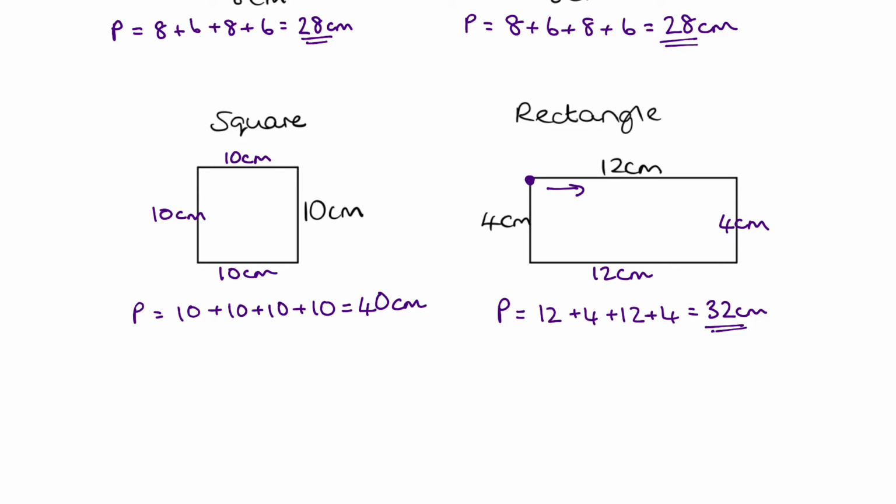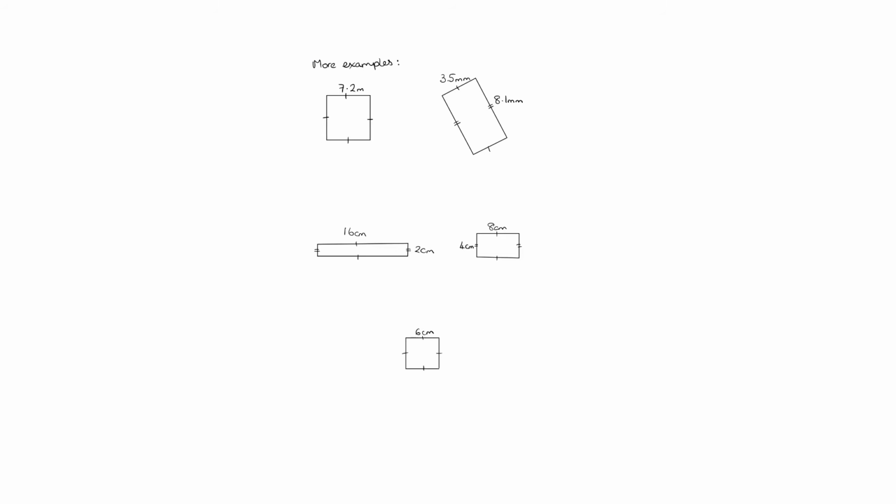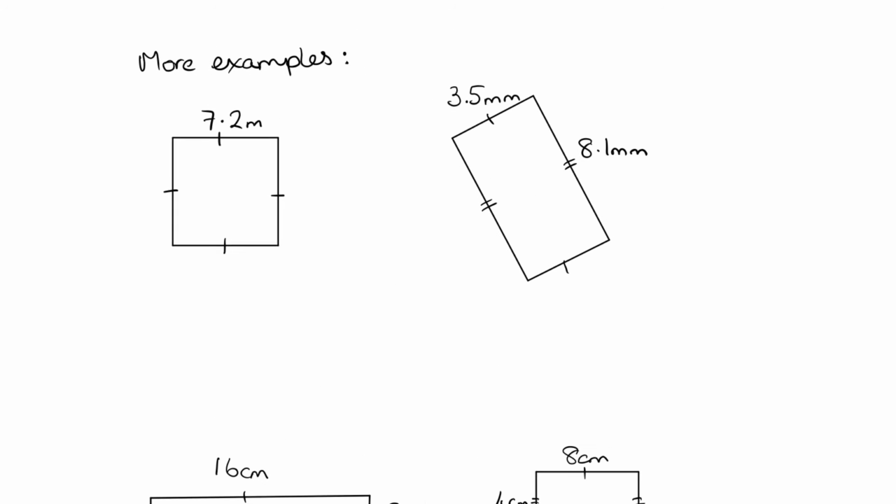Okay, so on we go then. Some more examples to work out the perimeter of. So this one, important to notice, is in metres. It's not in centimetres. Now, we need to understand what these funny marks are on these shapes, okay?